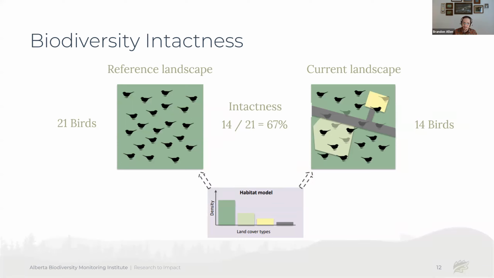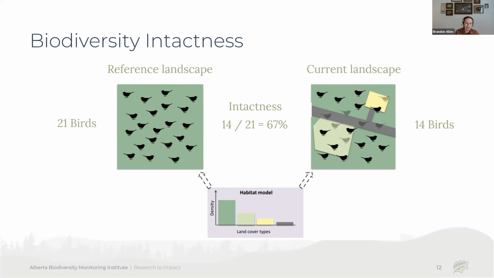So with those large provincial maps that we have, this is where we can finally get down to the nitty-gritty numbers of calculating intactness. As I said, we take that reference landscape. In this simple example here, without any disturbance in the landscape, we have 21 birds occurring in this area. We then make the prediction for the current landscape and we say, well, we've added some disturbance and the birds don't like it. So maybe there's only 14 under the current landscape. So intactness is just represented as the ratio of the two. The current condition divided by the reference condition gives you a result of 67%.